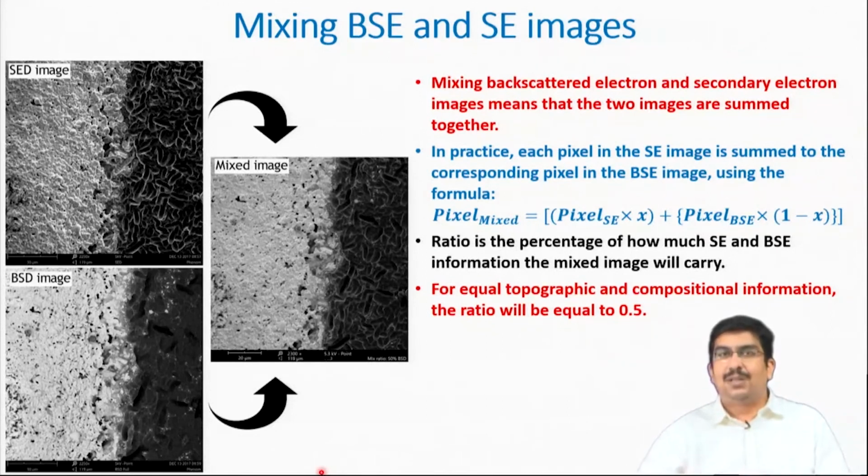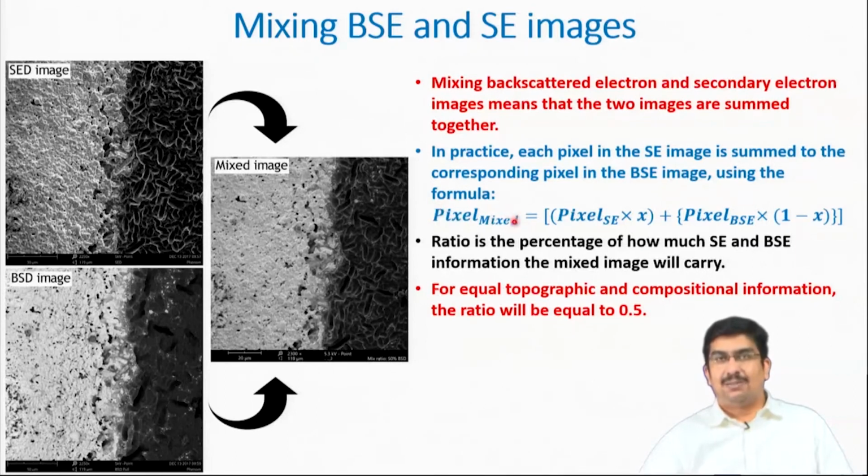I don't have any other means to do this in the machine itself. I can generate this artificially as a post processing method. This is something people regularly try with post processing software, and you do it basically pixel by pixel. Every pixel in the SE image is summed with the corresponding pixel in the BSE image, and the formula that people normally use is, again, a rule of mixture kind of formula.